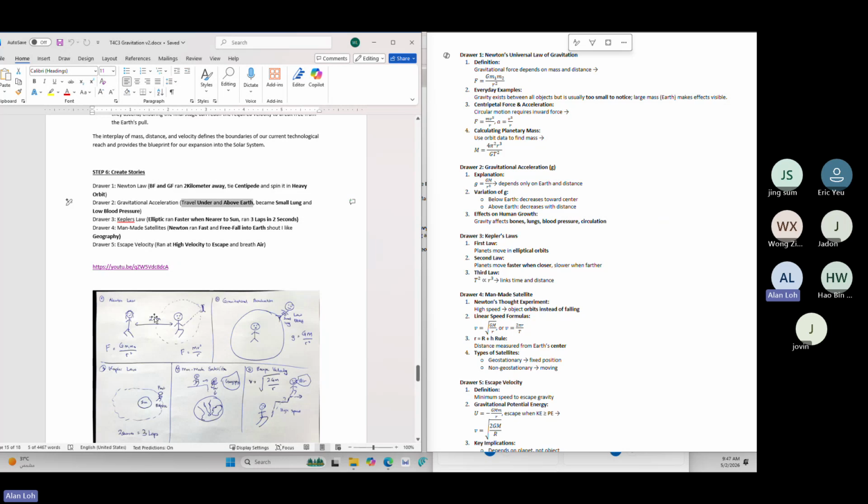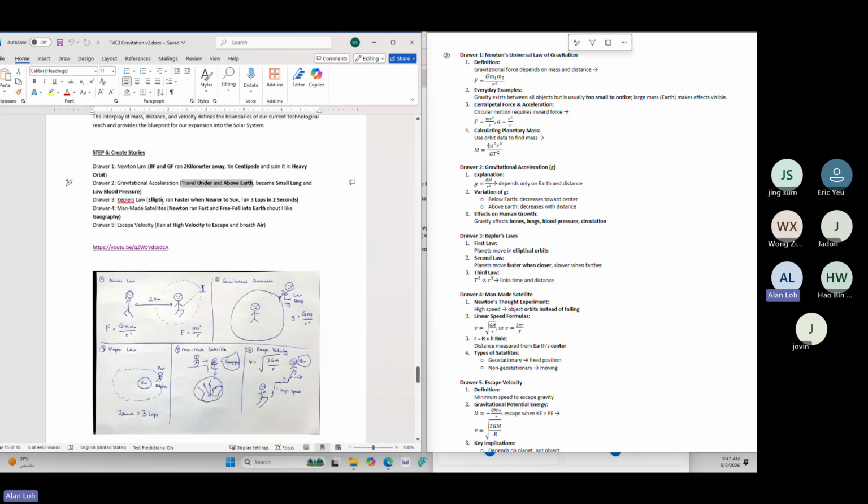Then Kepler's law. Elliptic is a boy. His name is Elliptic. Ran faster when nearer to the sun, and ran 3 laps in 2 seconds. Right, so elliptic obviously reflects Kepler's first law. Running faster nearer to the sun reflects the second law, and the 3 laps in 2 seconds is the third law. So this is how I draw it.